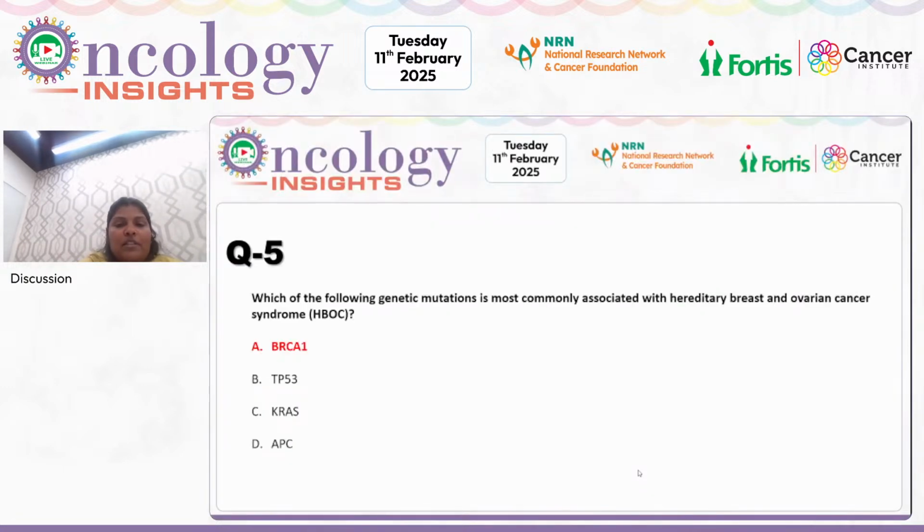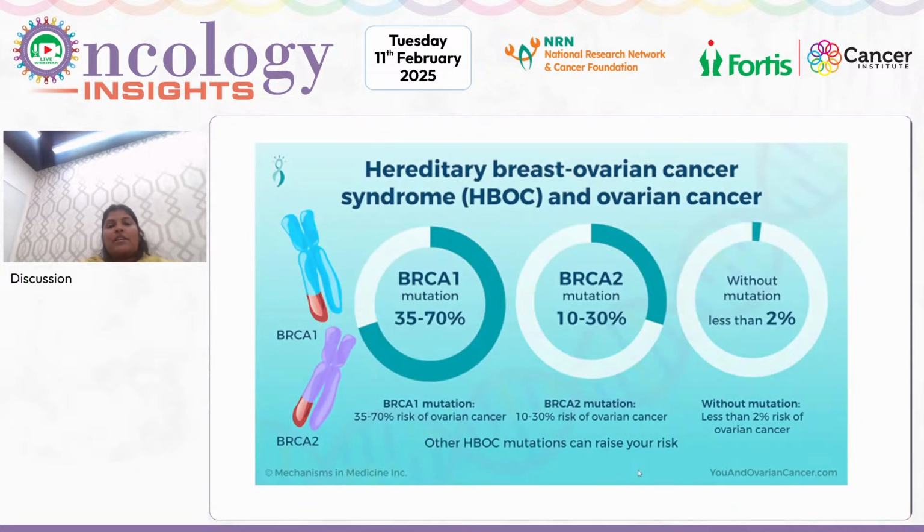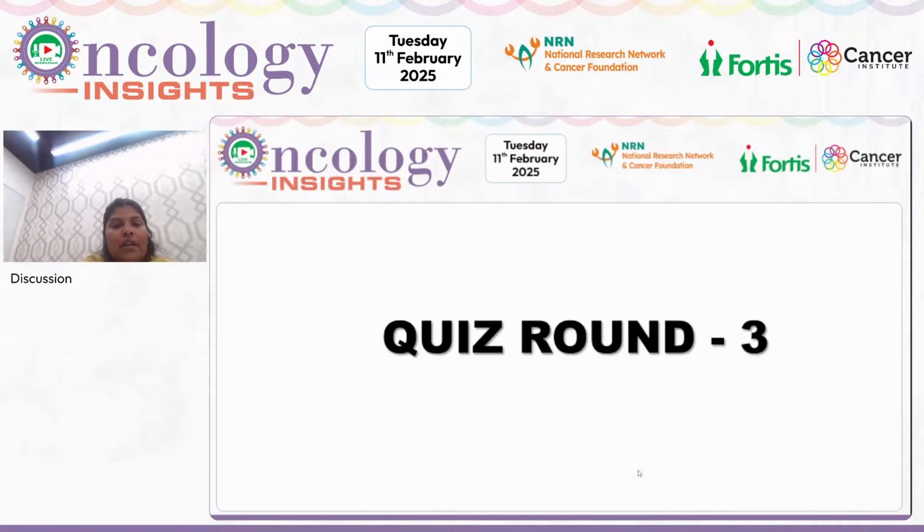Which of the following genetic mutations is most commonly associated with hereditary breast and ovarian cancer syndrome? It is BRCA1, and it is associated with 35 to 70% of hereditary breast and ovarian cancer syndromes.